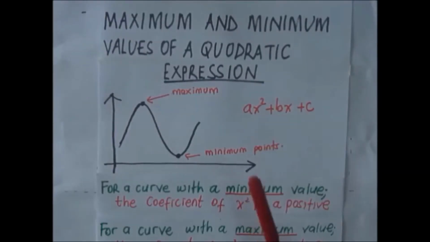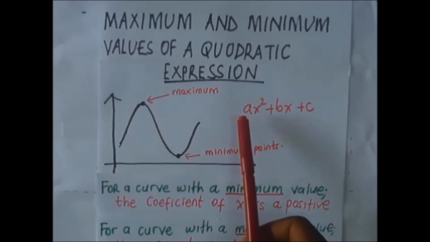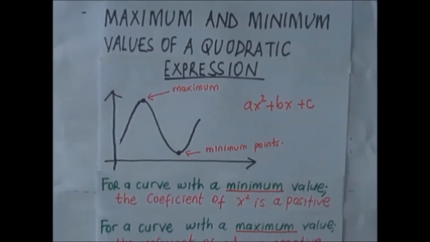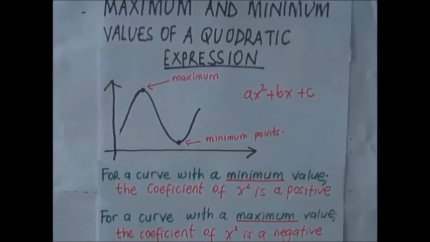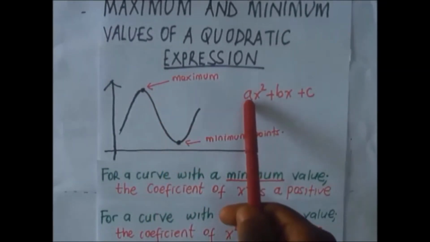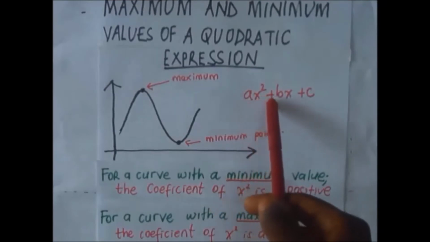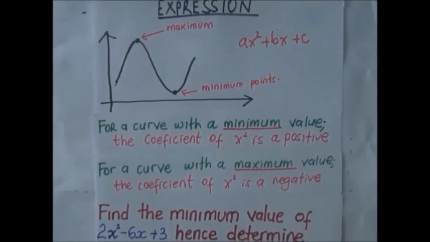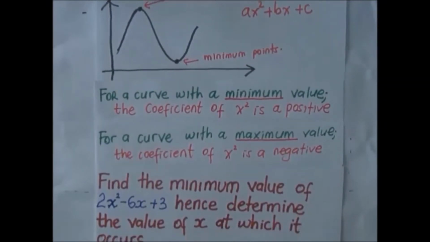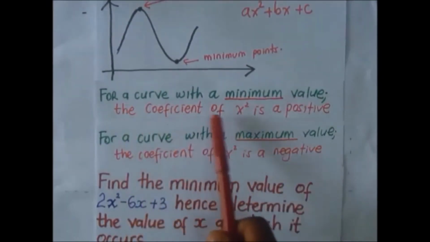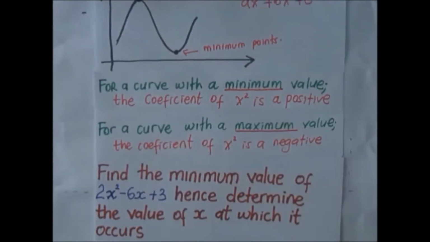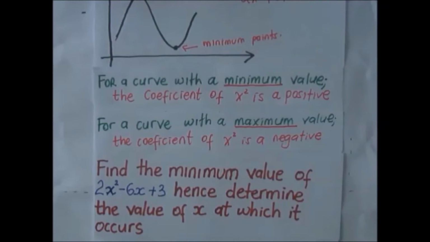A quadratic expression or quadratic equation is always in the form of ax squared plus bx plus c. So for us to know whether a quadratic expression has a minimum point or a maximum point, we simply look at the coefficient of x squared. For a coefficient of x squared that is positive, we know that that quadratic equation has a minimum point. For a curve with a minimum value, the coefficient of x squared is positive. And for a curve with a maximum value, the coefficient of x squared is always negative, like we shall always see.